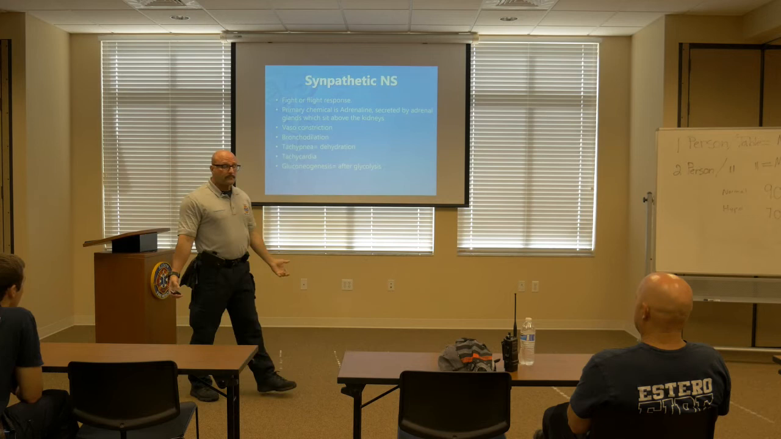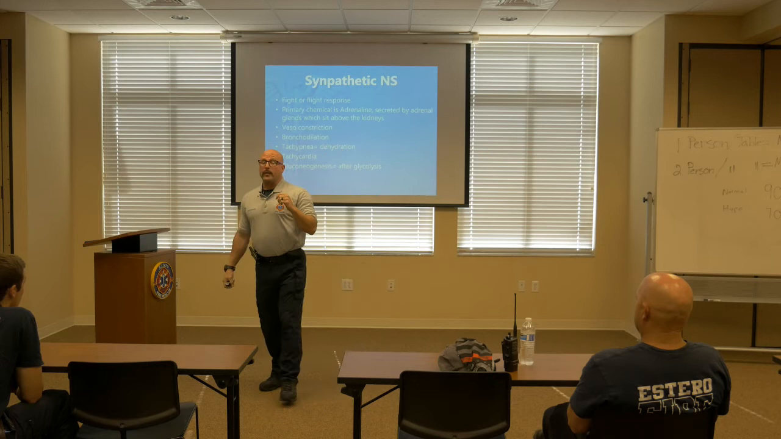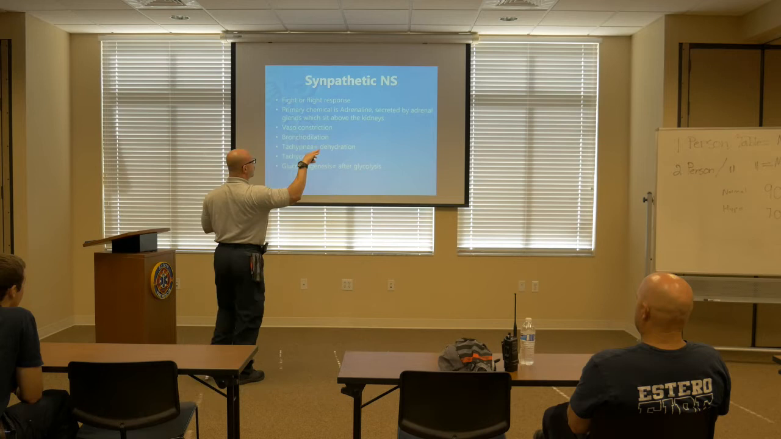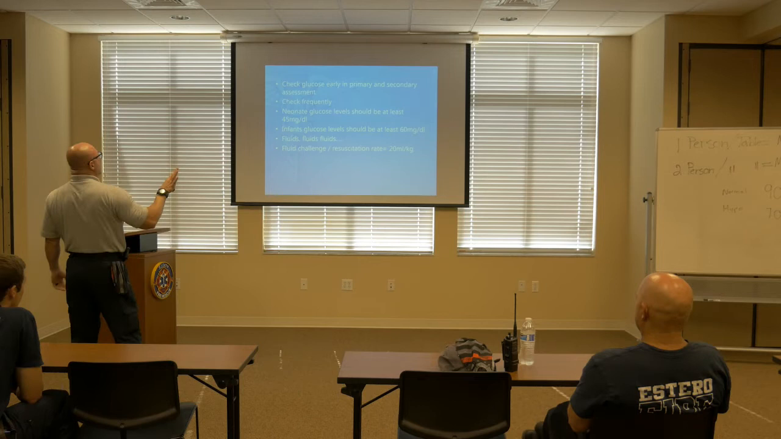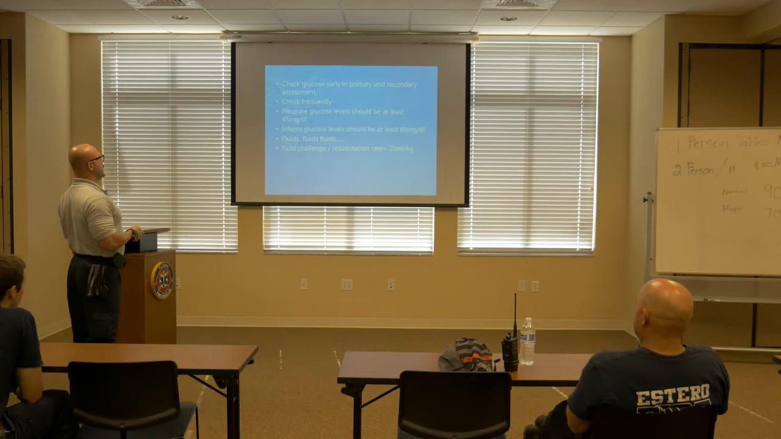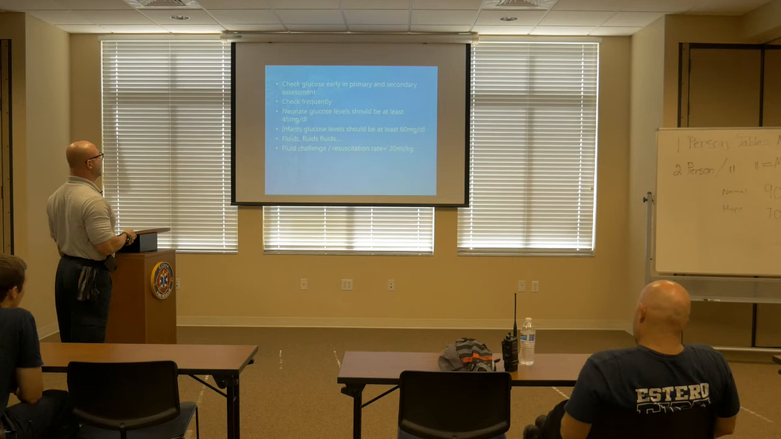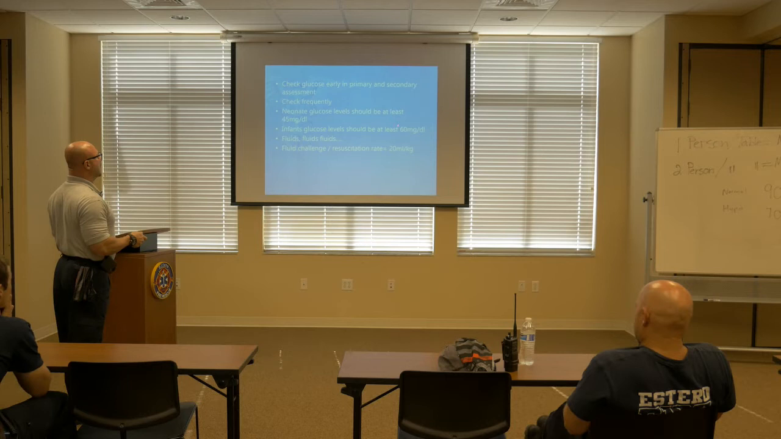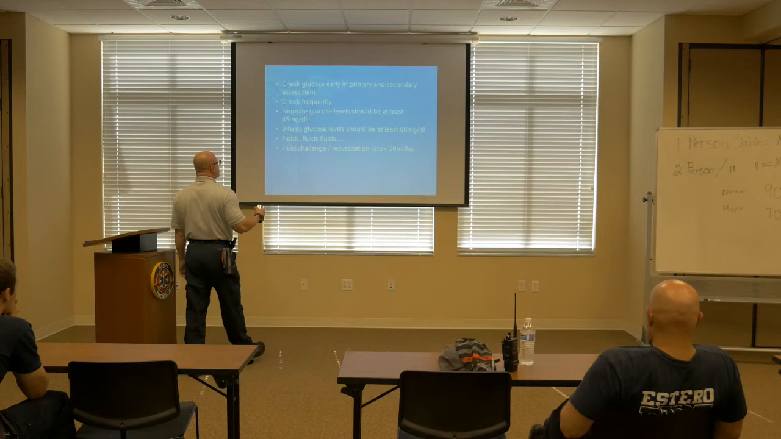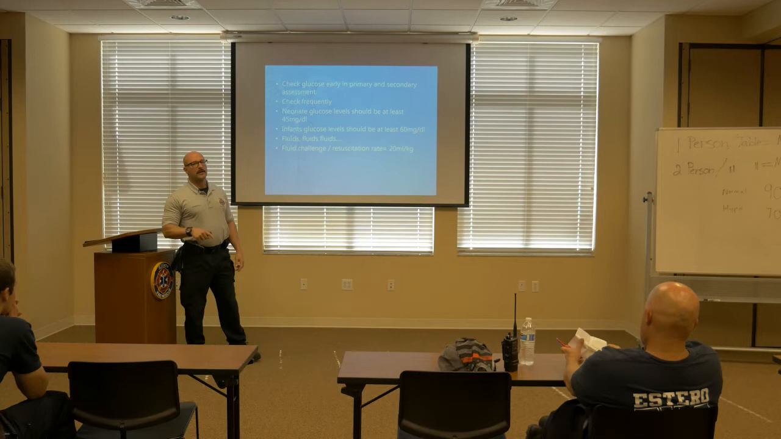Start a line. Start an IV, if they're obtunded, start an IO, right? We give them a fluid challenge. Fluid challenge is 20 mLs per kilogram of an isotonic crystalloid, normal saline, right? So check the glucose, check it often, check it frequently, right? For neonates, you may have to know this, you may have to see this. For neonates, anything less than 45 milligrams per deciliter, you need to treat. And in infants, anything less than 60 milligrams per deciliter, you need to treat. And then fluids, right? There's a resuscitation rate, 20 mLs per kilogram. So 45 and less for the tiny ones and 60 and less for the bigger ones. Treat it with some sugar.